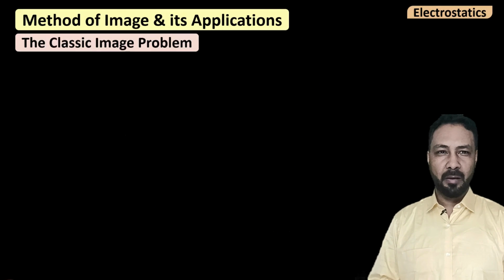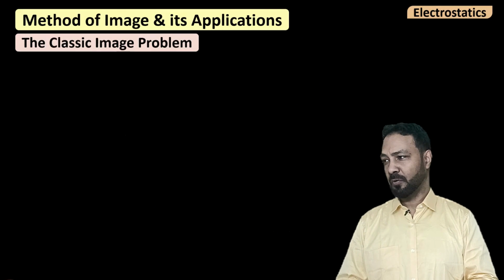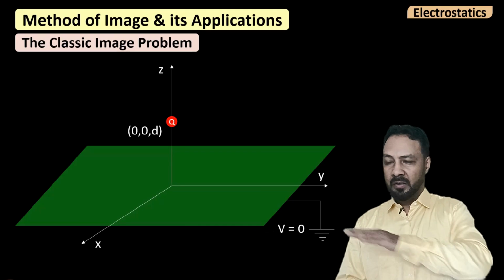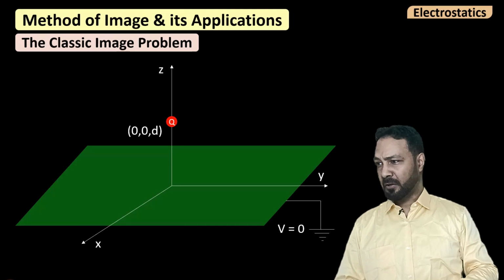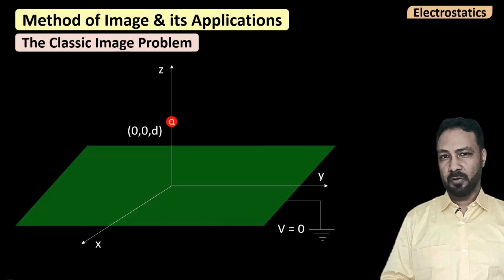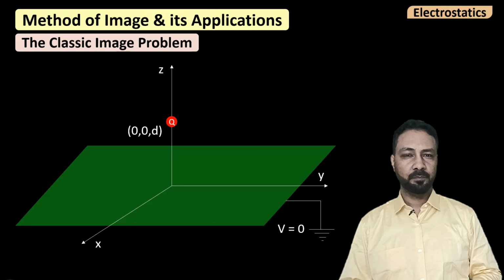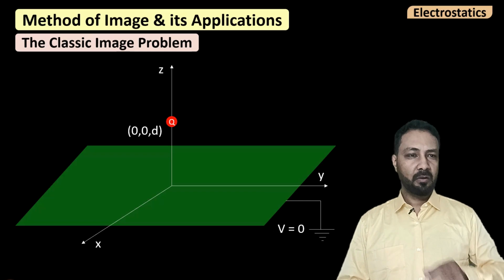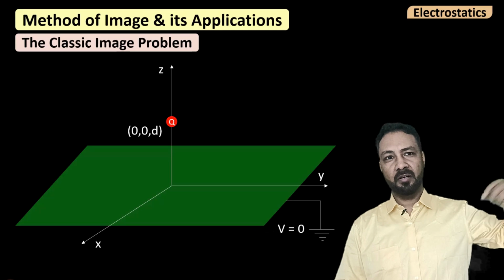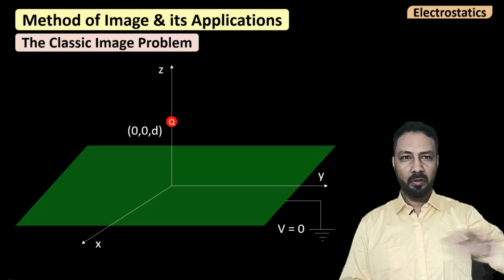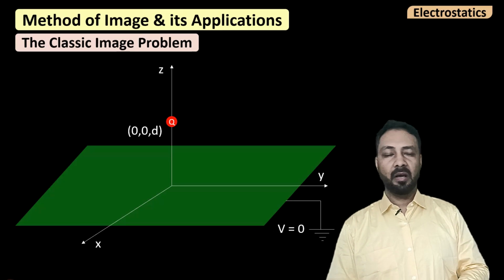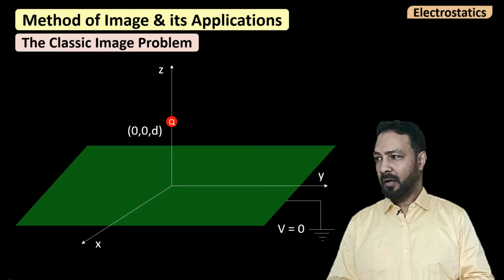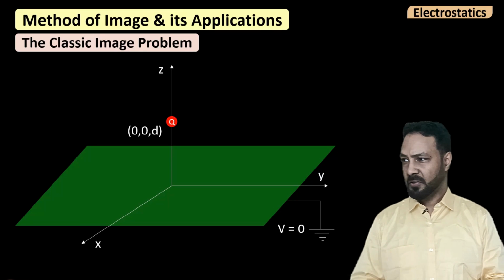And now its application is the classical image problem. What is that? In the classical image problem, there is a large infinite conducting sheet and it is grounded. Even if it is not grounded, a conductor has the same potential at all points. Because it is an infinite sheet, the points at infinity have potential 0, so all the points are at potential 0. And if it is given that it is grounded, no problem. So it is grounded. And in front of it, I have chosen a coordinate system.